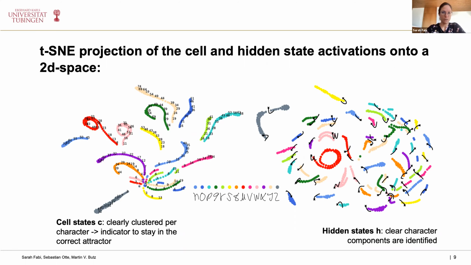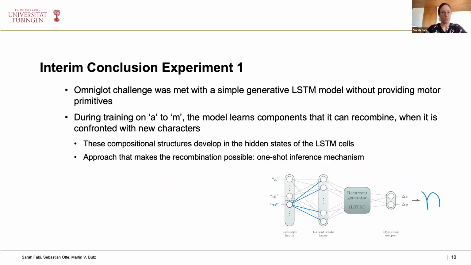So let's have a look at our first experiment. What can we conclude here? So the Omniglot challenge was met with a simple generative LSTM model without providing it with motor primitives. And during our training on A2M, the model really seemed to learn components that it can later on recombine when it's confronted with totally new characters. And we think that we have shown that these compositional structures develop in the hidden states of the LSTM cells. And with our one-shot inference mechanism, which you can see here again, so adapting the blue weights here, this recombination is made possible. So this is our conclusion from experiment 1.